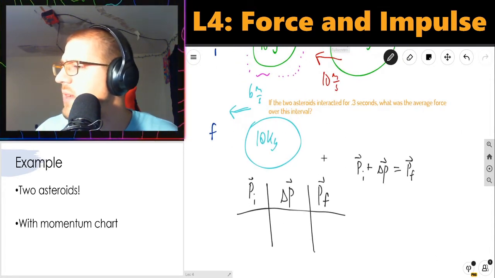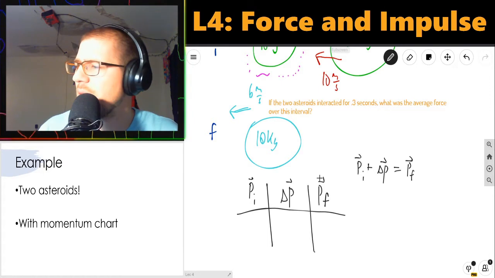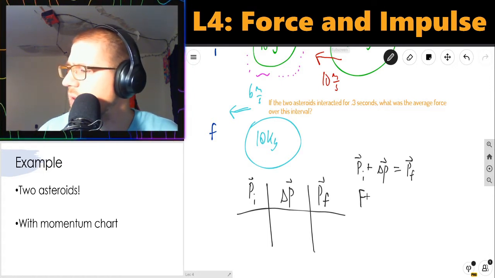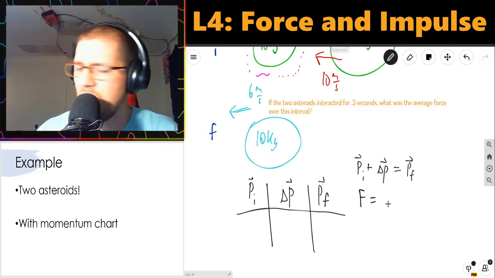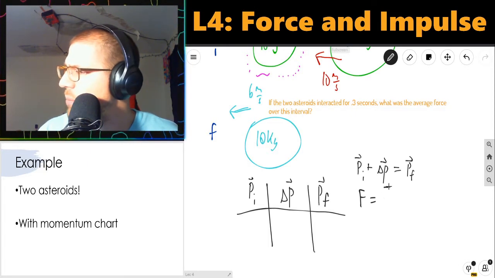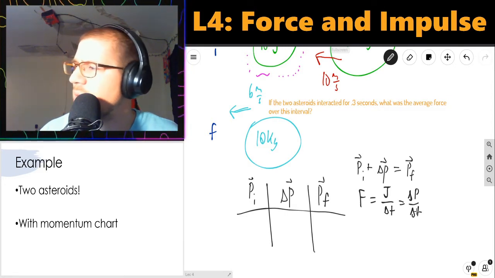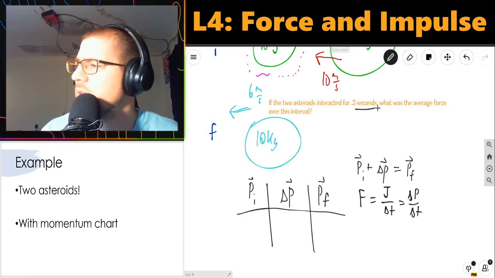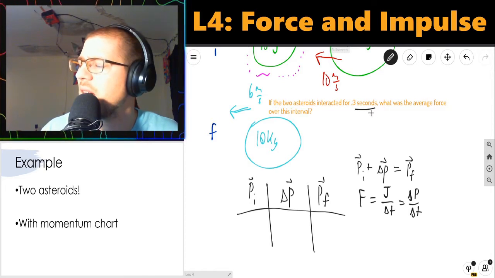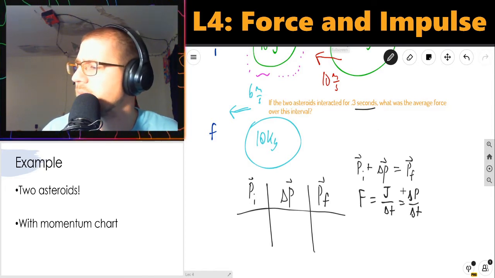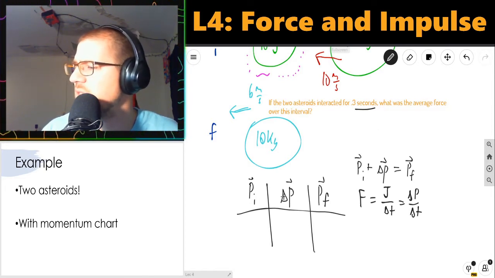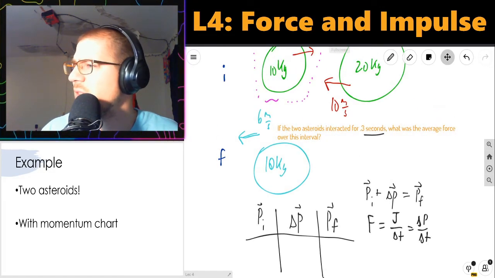My question is, what was the average force over the interval? In order to get at force, I'll need the impulse over time. That's delta P over delta T, the change in momentum over time. I know the change in time: they interacted for 0.3 seconds, so that's the time interval over which the force acted. Now, what about this change in momentum? Well, I'm going to have to solve back for it.